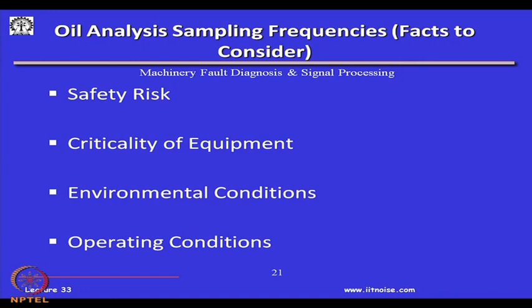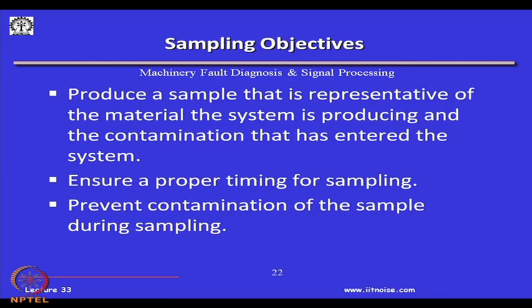Environmental conditions, whether it is a very dirty environment or a very clean environment, these factors also go into the consideration of oil sampling. Okay. So, the sampling objective is to produce a sample that is representative of the material the system is producing and the contaminant that has entered the system. Ensure a proper timing for sampling. Prevent contamination of the sample during sampling.